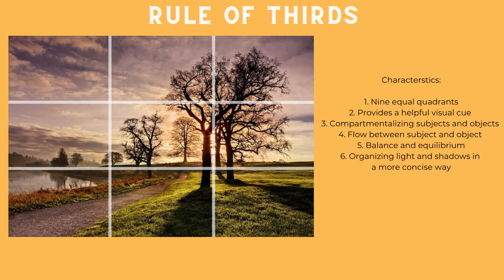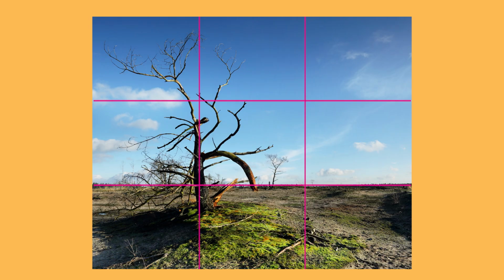Let's look closely at the rule of thirds first. The grid divides your frame into 9 equal quadrants, providing a highly effective visual cue to help you compartmentalize your subjects and aspects around them. So by placing your points of interest along these lines or at these intersections of the rule of thirds, you create this natural flow between the subject, the object, and the environment, establishing a sense of balance and equilibrium. It is also an excellent tool for organizing light and shadows in a much more concise and structured way.